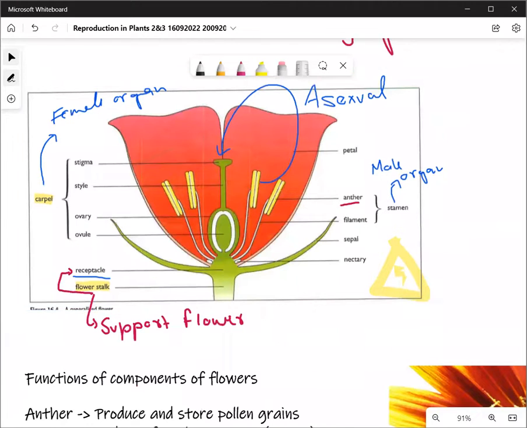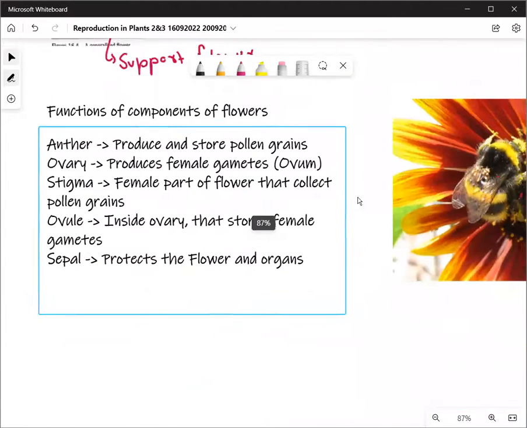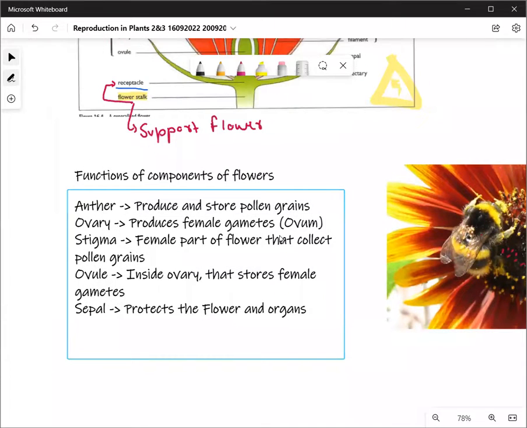Fine. But what we need to realize is what are the other things here? We have the nectary, we have the receptacle, the flower stalk. Let's just recap that for a second. So anther produces and stores pollen grains, ovary produces the gametes, stigma.